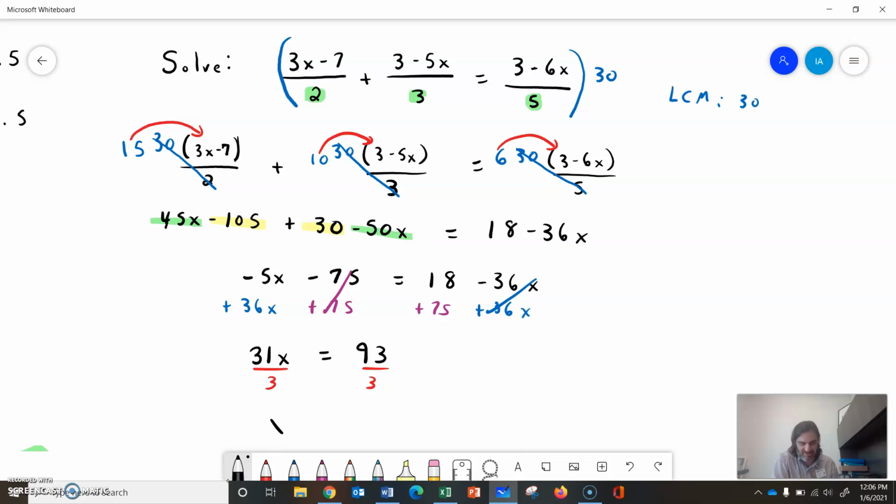and then my final answer will be x equals 3, and I could go back and check that if I want, but that's my solution.